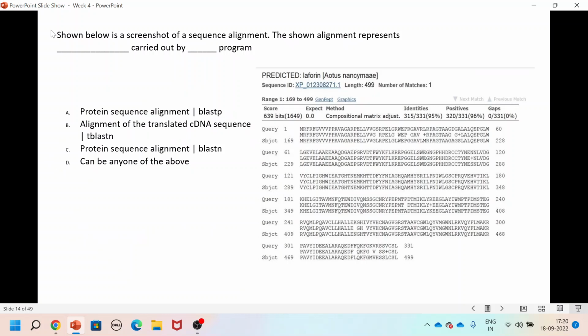So the next question is, shown below is a screenshot of a sequence alignment. The shown alignment represents what was carried out, using which program we have carried out this alignment. So you can check what is the query and what is the subject, and based on that you can easily tell what is the program which we have used and what we have carried out between the subject and the query.